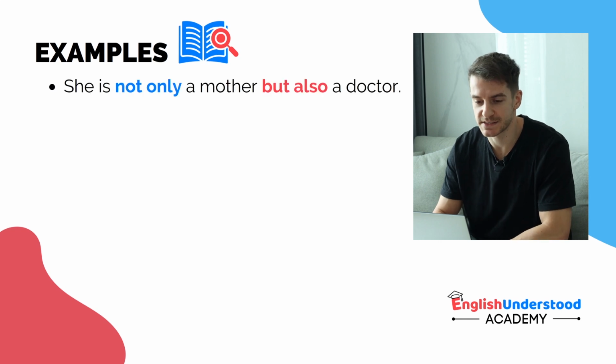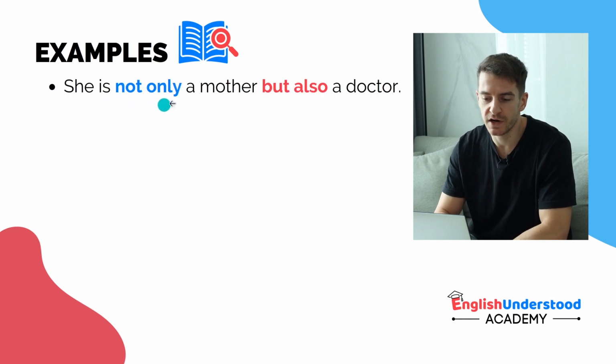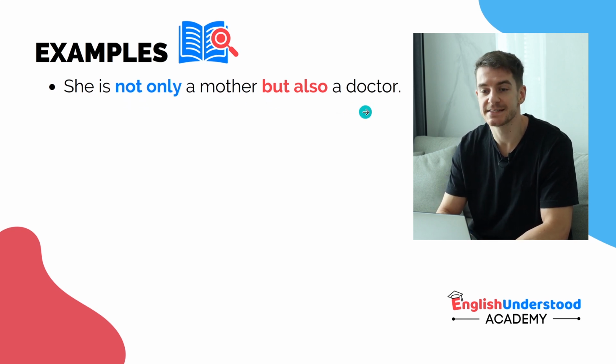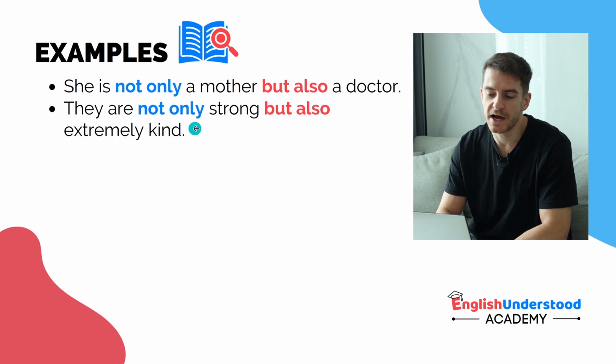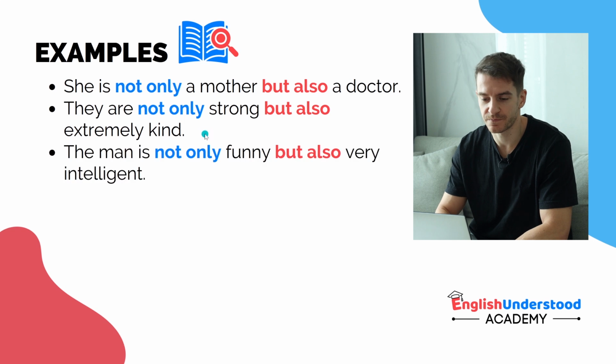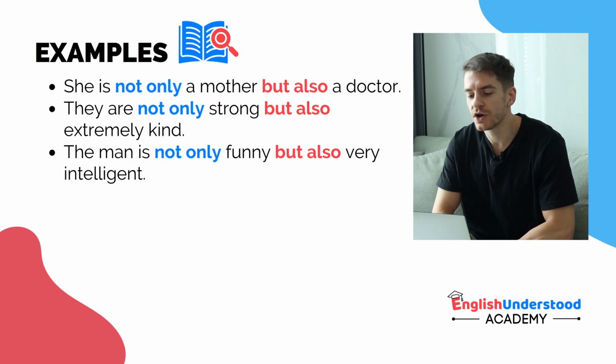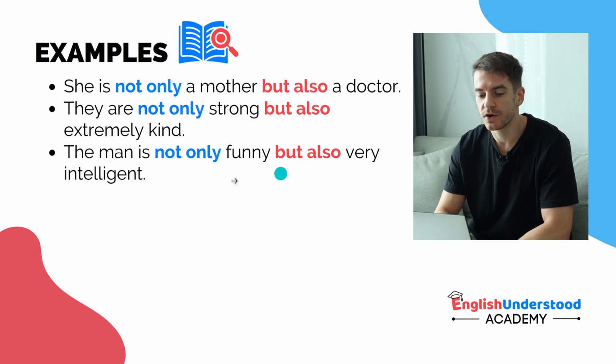So here are some more examples. Repeat after me, please. She is not only a mother, but also a doctor. This means she is a mother, she is a doctor. They are not only strong, but also extremely kind. That means they are strong and extremely kind. The man is not only funny, but also very intelligent. Same again, this means he's funny and intelligent.